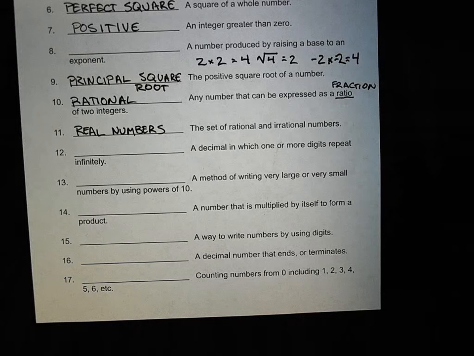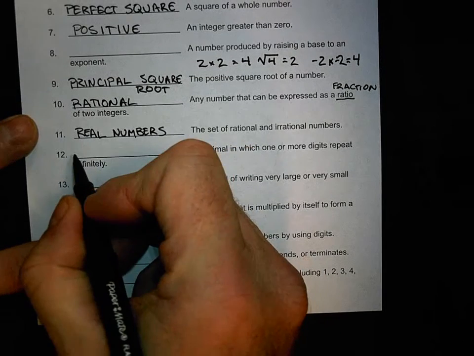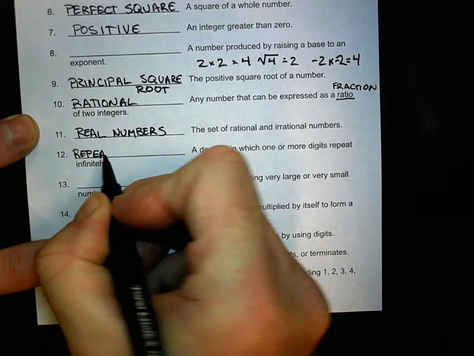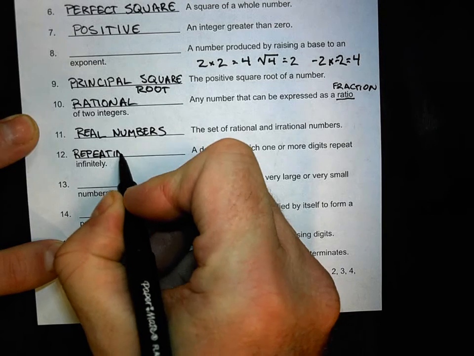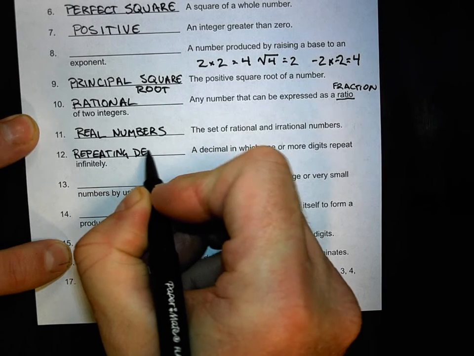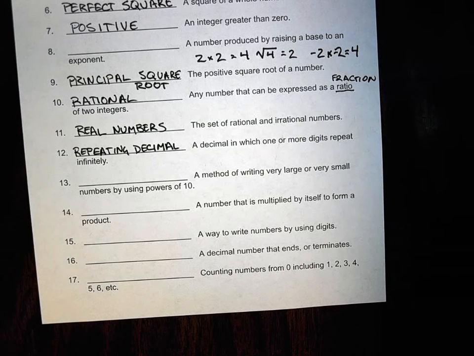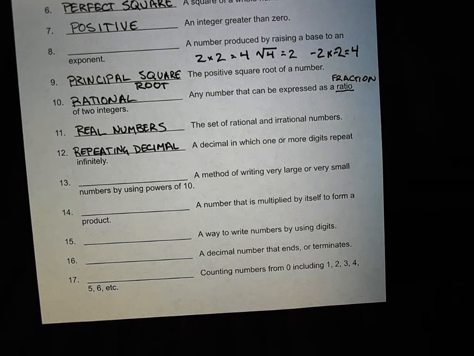Okay. So a decimal in which one or more digits repeat infinitely, like 0.6 repeating. We call it a repeating decimal. All repeating decimals have a fraction equivalent.